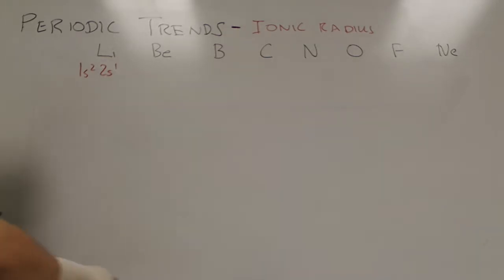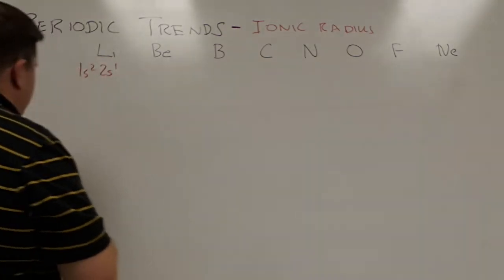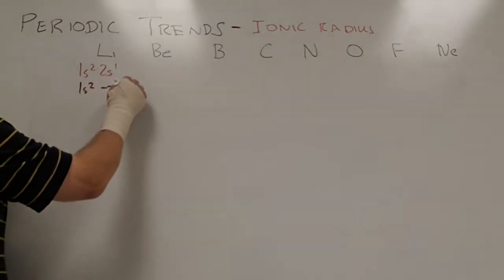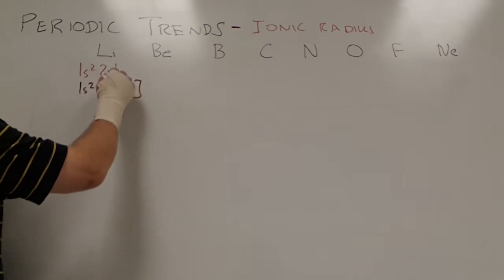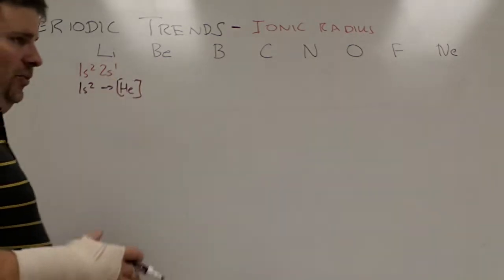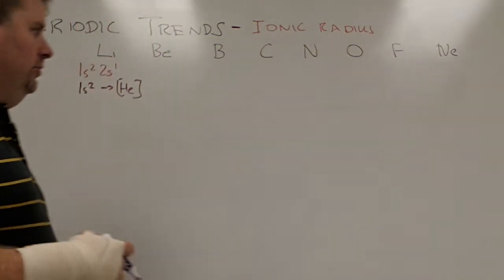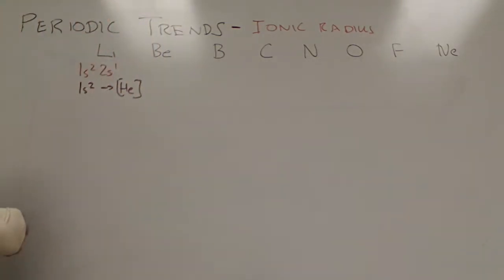If I lose an electron, I go down to the state 1s2. And that's helium core. Remember, that's noble gas configuration. Once I hit that, I'm going to be very stable. So lithium in general likes to lose an electron in order to become more stable.